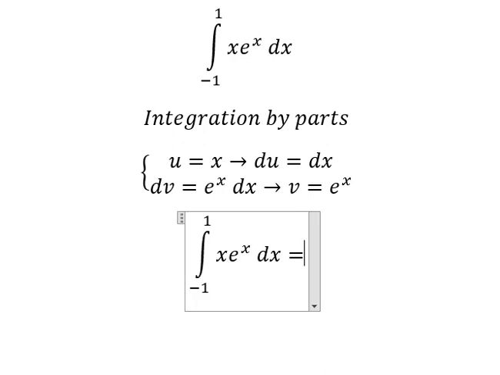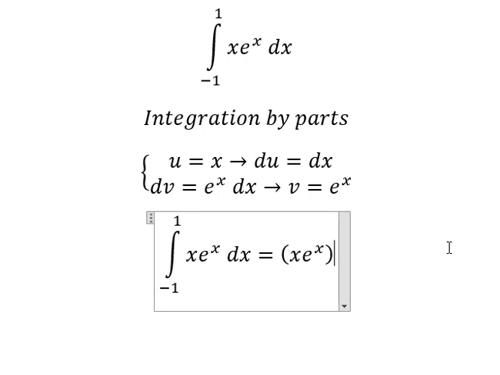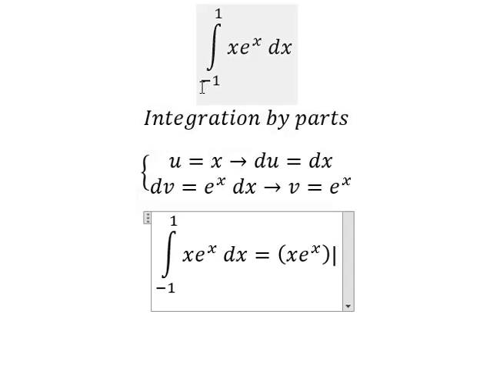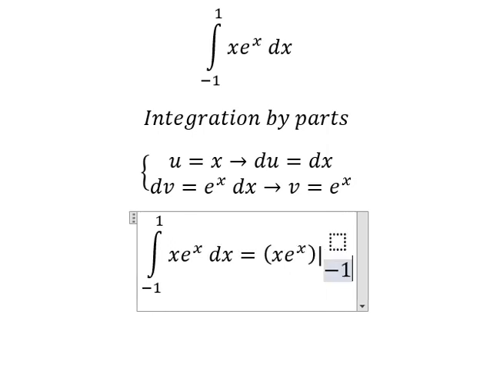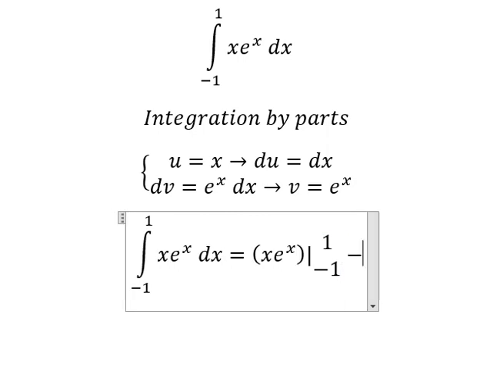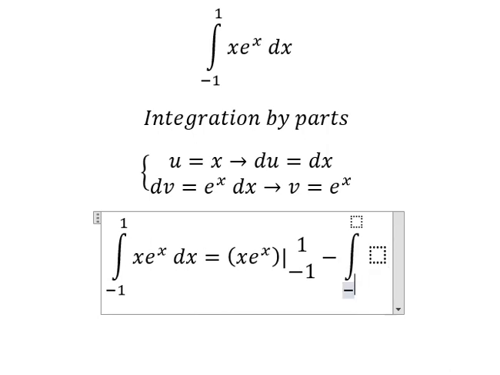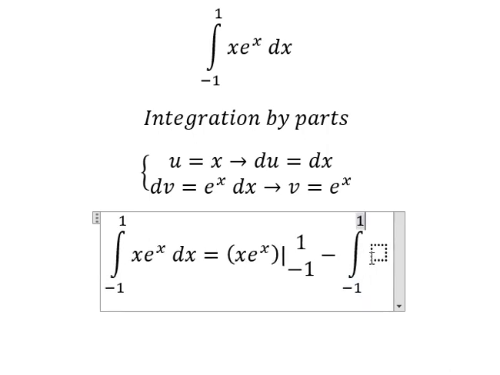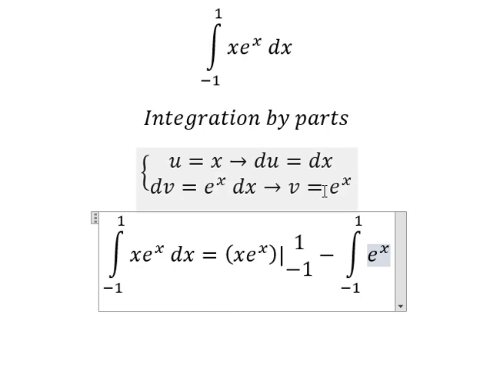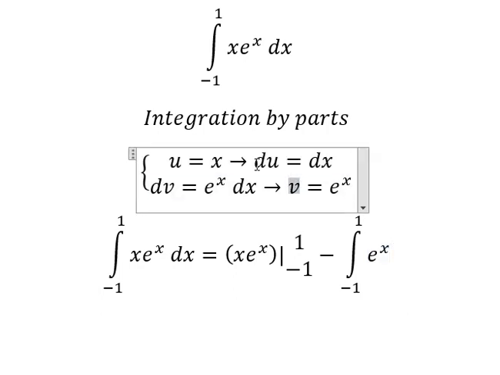Next we have u multiplied by v, and I will put the bounds from negative 1 to positive 1. Minus, we have the integration from negative 1 to positive 1 of v multiplied by du.